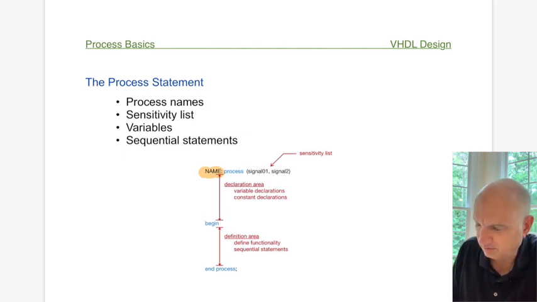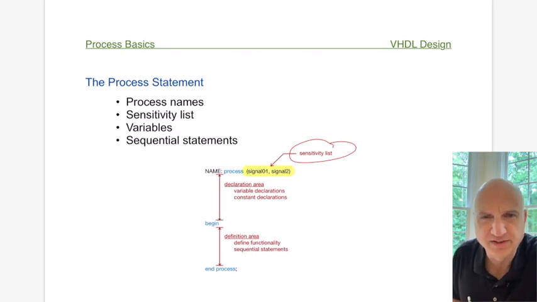Then we come to the keyword process, which identifies this as a process. Processes typically are followed by a list of signals called the sensitivity list. Now, the sensitivity list itself is a valuable thing because it's what tells the process to trigger. It's what triggers the process into action.